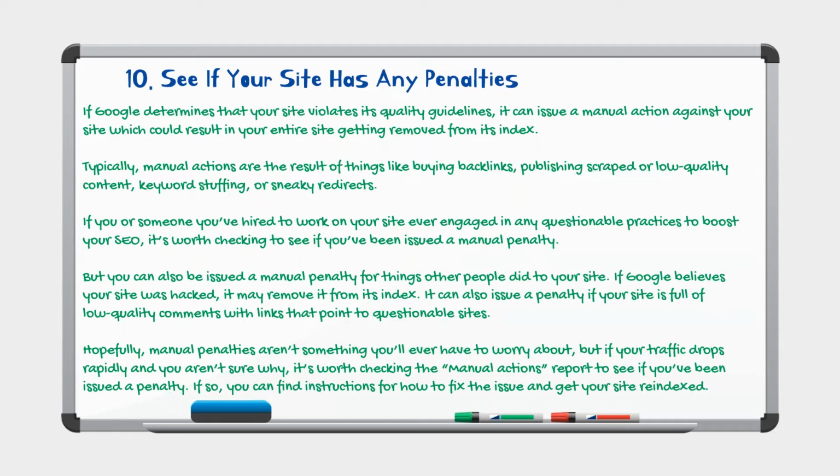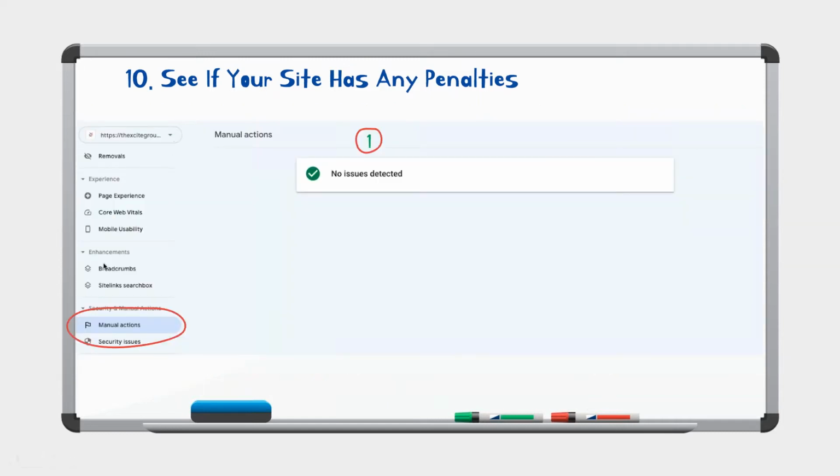You could also get issued a manual penalty if Google believed that your site was hacked, right? So it will let you know all of that, what's wrong with it, and give you the chance to fix it before something happens. Hopefully these are something you'll never have to worry about. But if your traffic drops rapidly and you aren't sure why, here's a great place to check right away. One more time, we'll review it. Scroll down to the bottom, manual actions, and it will show you if you have any, and why.